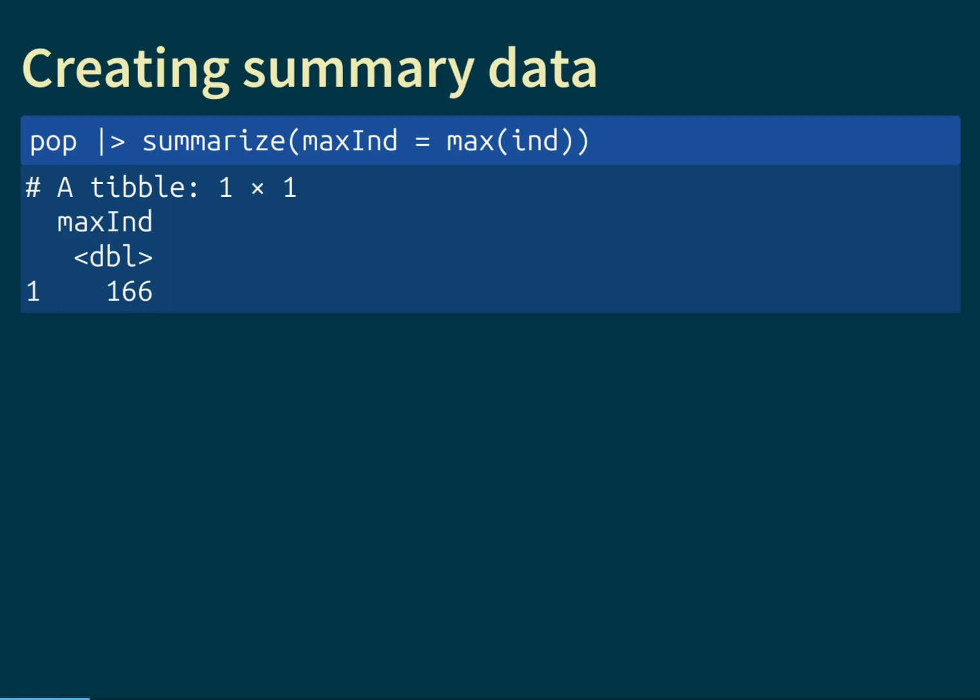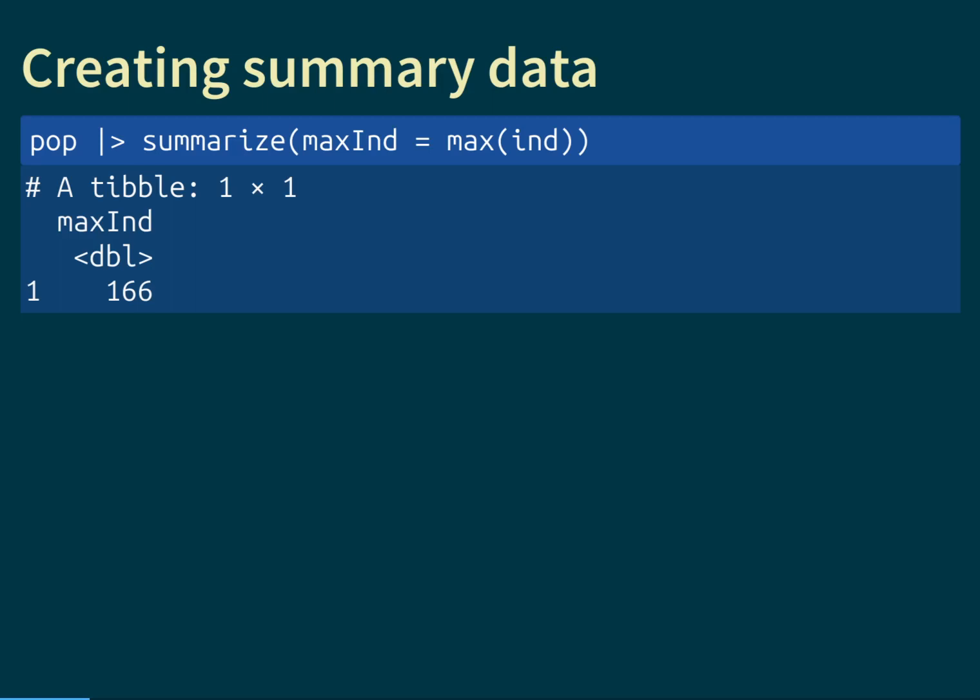In this case, we're also defining a new column that is going to be created, but it is going to somehow summarize the data for us. And then, after the equality symbol, we describe how we wish to summarize the data. For example, as you can see in this table, we want to find the number of individuals that is the largest in the data set.